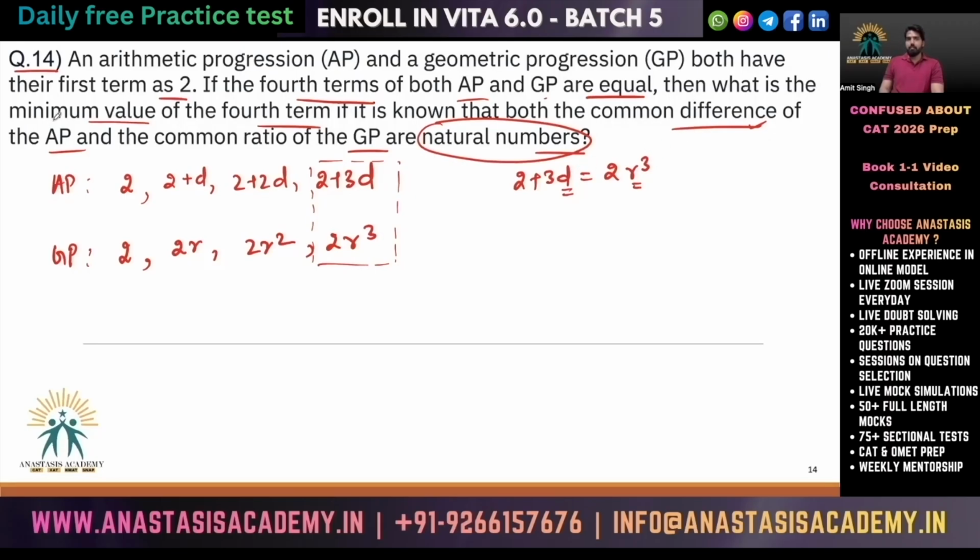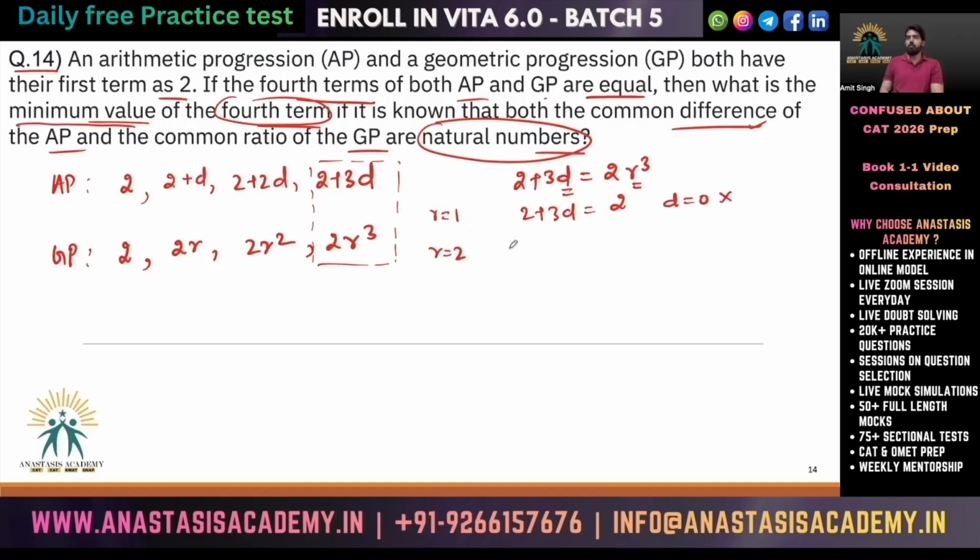I need to find the minimum value of the fourth term. If it is known that these are natural numbers, the minimum value of the fourth term will be at the minimum value of R and D, correct? So let's put R equal to 1 now. If R is equal to 1, what do I get? 2. And in this case, it becomes 2 plus 3D is equal to 2, and I am getting D as 0, which is not possible because these are natural numbers.